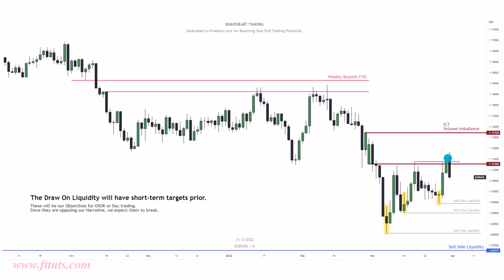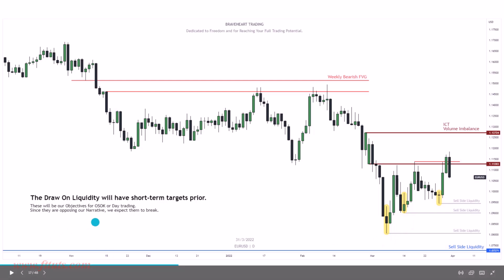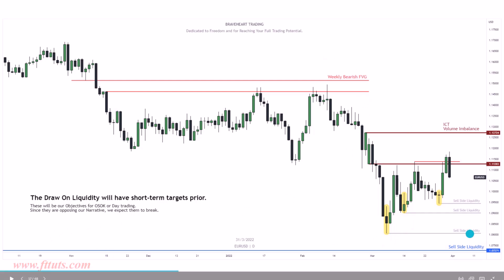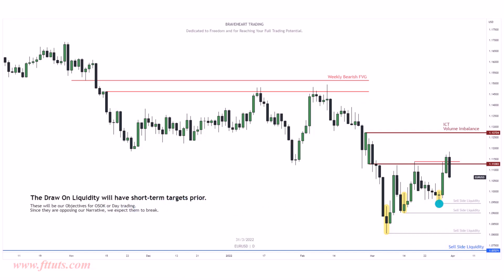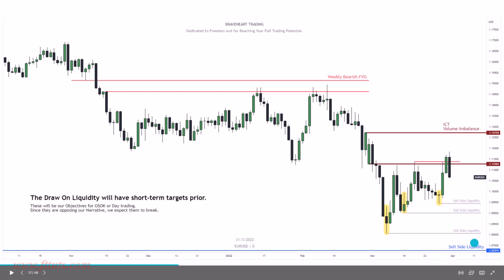Or day trading, right? This short-term target will be your bias for the week, and then the next week you aim for this one. The next week after that you aim for this low here. And since they're opposing our narrative, we want the market to trade down towards sell side liquidity here. We expect these short-term targets just to break. So we expect them to break and offer a retracement, or just close below and just completely keep sliding off towards this sell side liquidity here. Nonetheless, this is how you find partials.